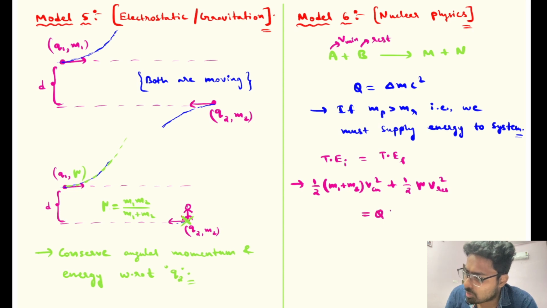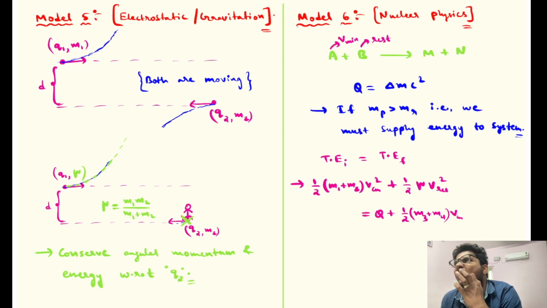So this value is equal to Q plus half into (m3 plus m4) into vcm square. The total mass is not constant, as the mass is changing, and the total system Q value is anyway there.